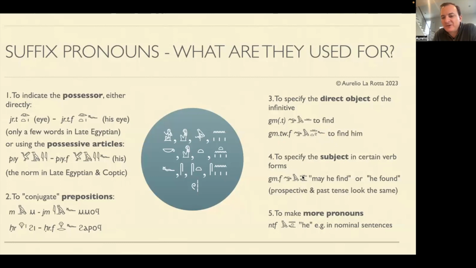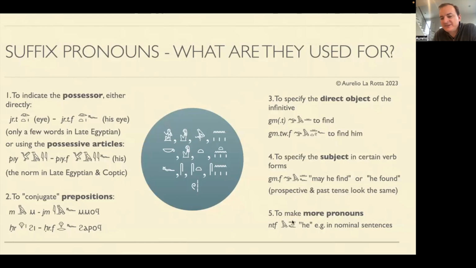You don't do it in the normal present tense like you would in Middle Egyptian, but you do it, for example, for the prospective and for the past tense. So gemaf in Late Egyptian is either prospective, may he find, or past tense, he found. The verb itself looks the same. You can normally tell from context which one is which. We know that they're two separate verb forms, but from the spelling, you can't tell directly which it is.